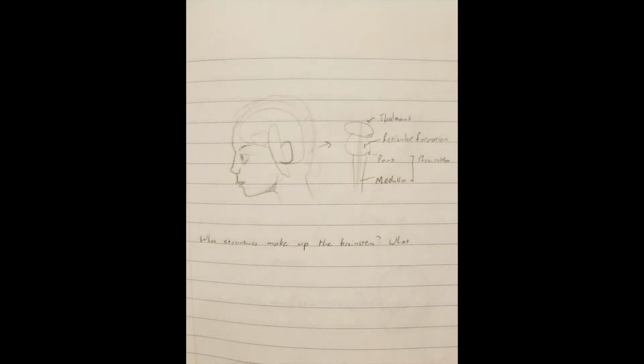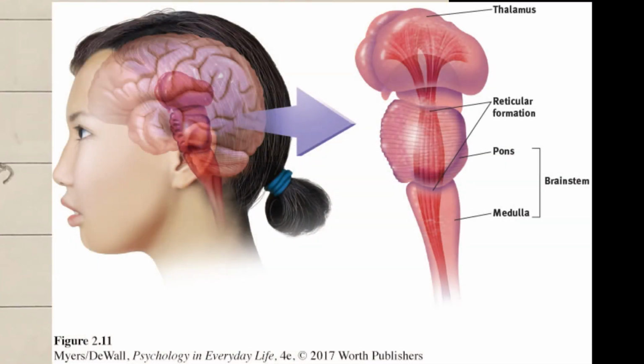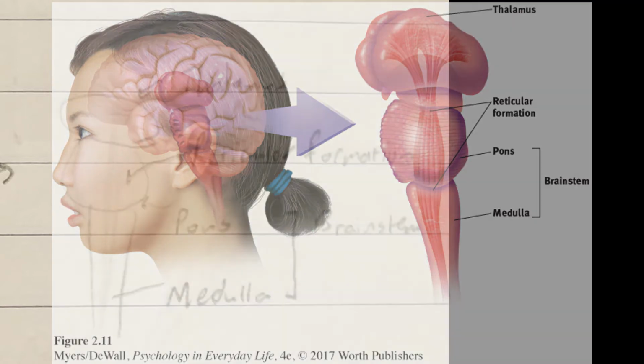Within the brain, we have the thalamus, the reticular formation, the medulla, and the brainstem, which is combined with the pons. Good job, pons!